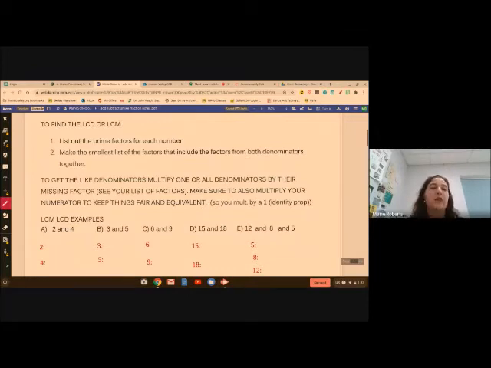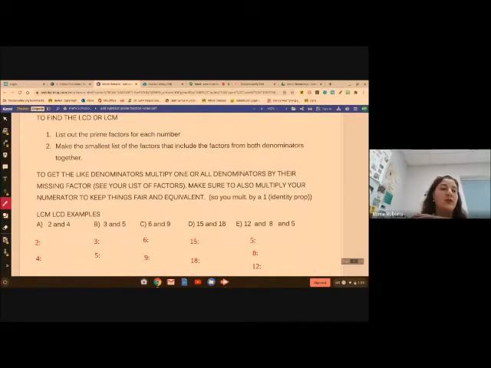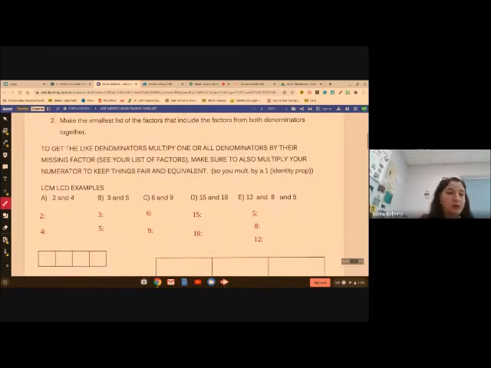So let's just practice. Let's say I had a problem with denominators of 2 and 4. You probably know what the common denominator would be, but I always like to start out with easy questions and then move on to the hard ones, so just bear with me. Let's list the factors for 2 and 4. Well, 2 doesn't have any other factors because 2 is prime.